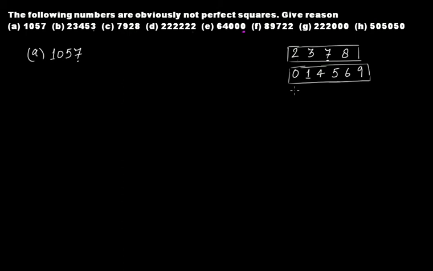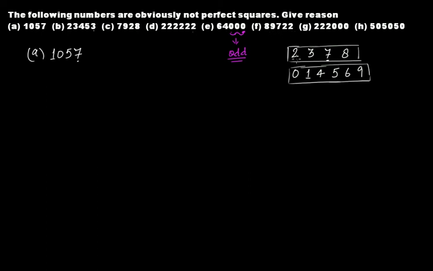Okay, so here you have 1, 2 and 3. So this number has 3 zeros, which is an odd number. 3 is an odd number. So your square number which ends with 0 will have an even number of zeros. It cannot have an odd number of zeros. Therefore, this is also not a square. It's not a perfect square.